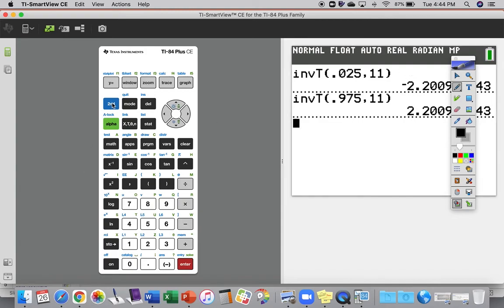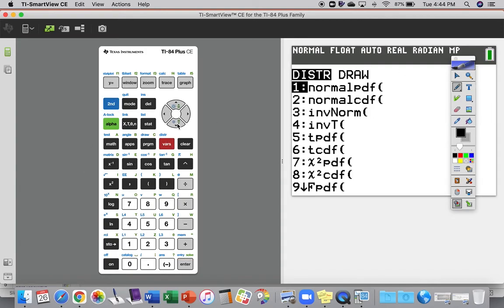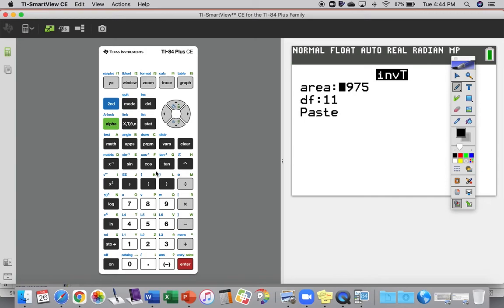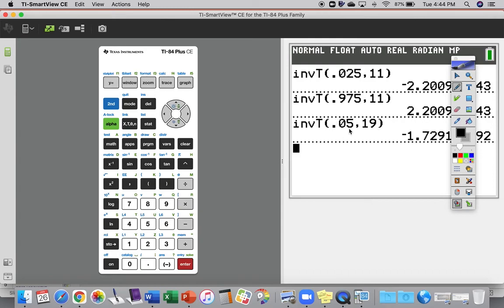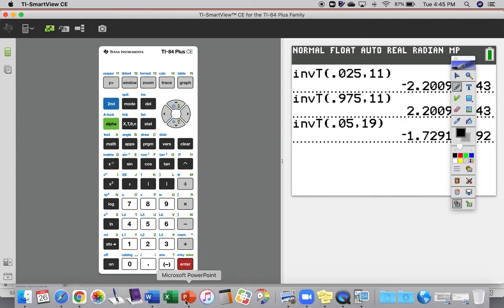Okay? Let's do a couple more while we're here. So second, distribution, inverse t. Let's say we had a 90% confidence interval. 90% confidence interval, 5% is the tail. Let's say our sample size was 20. It would be 19 degrees of freedom. And you would get your t-star for 90% confidence interval, sample size 20. Drop the negative. 1.73. That's how it works. You get your t-stars by taking the positive version of an inverse t. Moving right along.